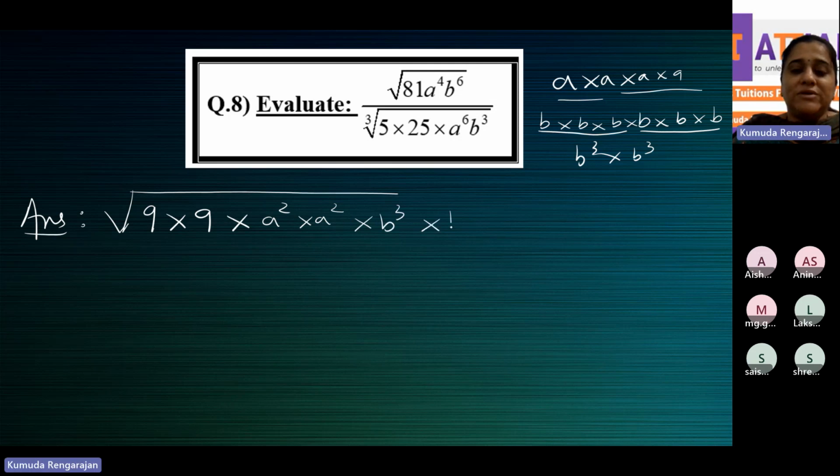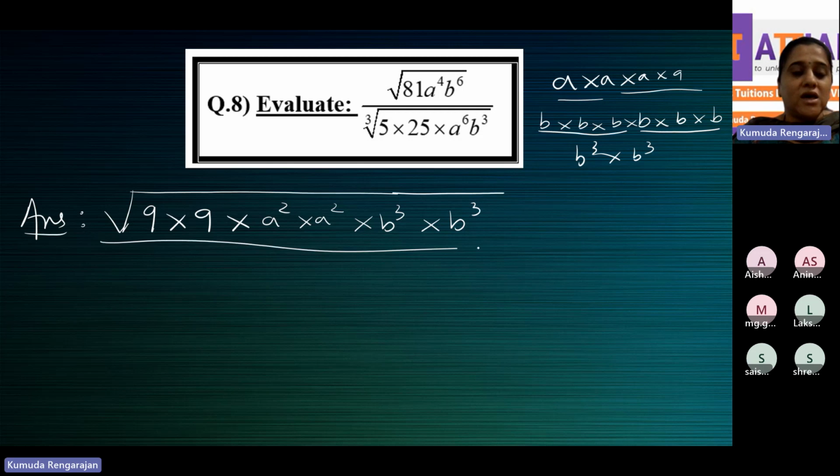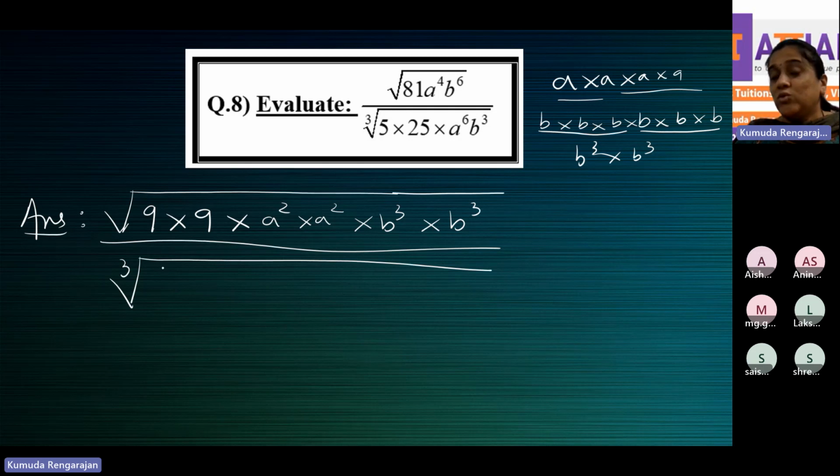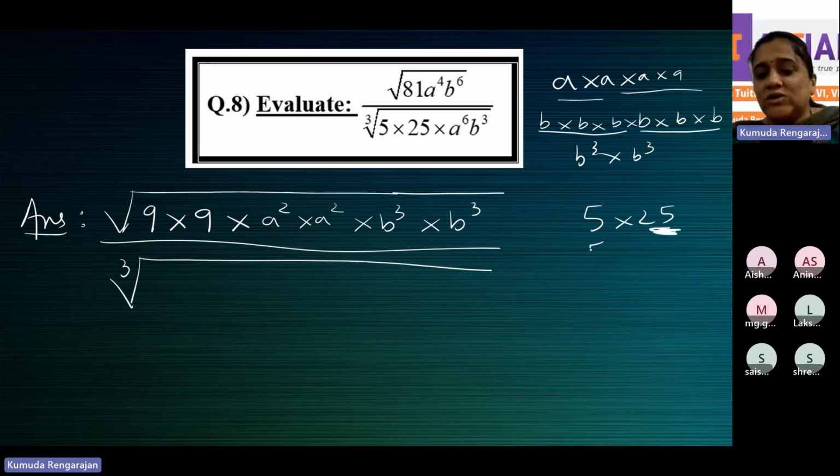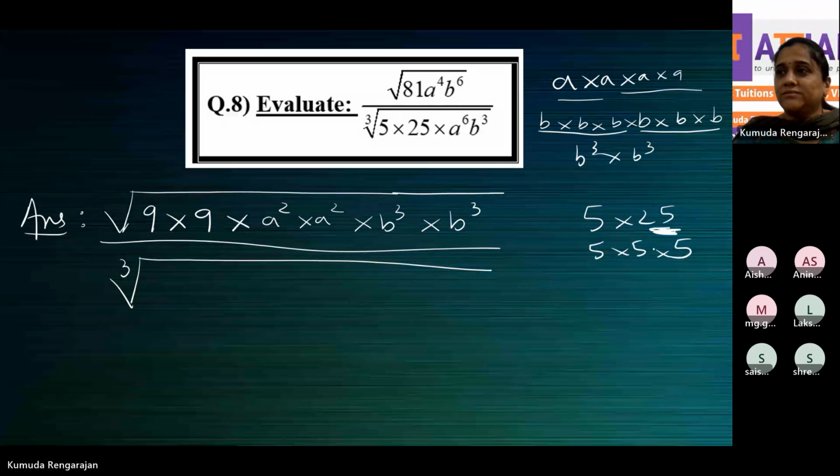Because you want something to happen twice. Divided by cube root of. So you want something to happen 3 times. If there's 1 5, no, you want 5 cubed. You want something to happen 3 times. And what is 5 into 25? 5 into 25, this 25 is nothing but 5 into 5. So in all you have 5 into 5 into 5. So 5 cubed.